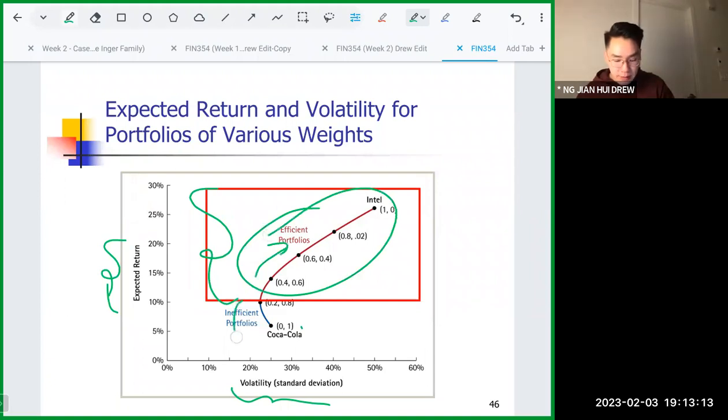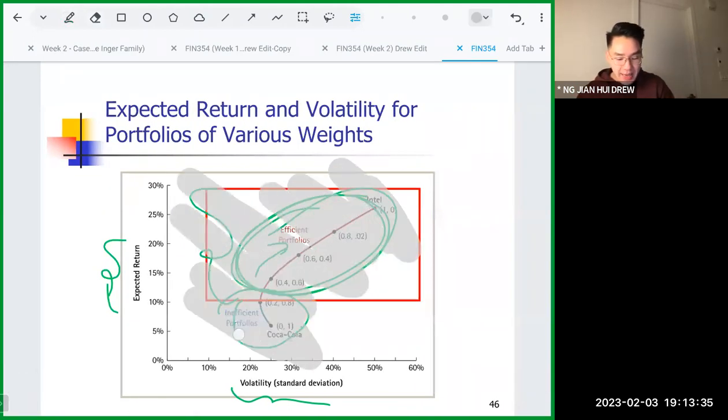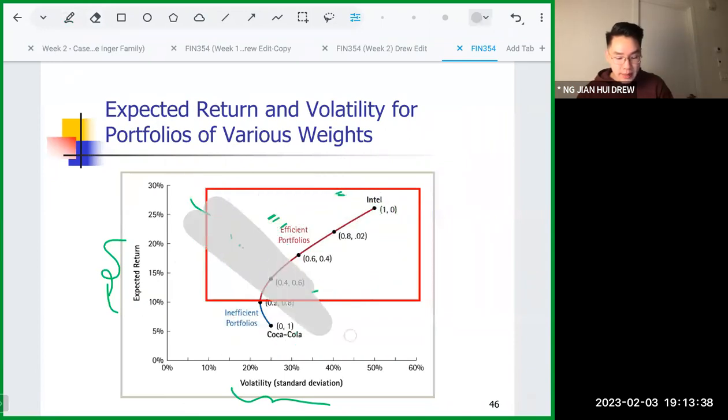But here, you notice that it's inefficient, because you see the expected return decreases and the volatility decreases. At the end of the day, you want higher returns and less risk. So which portion should we look at? We should look at the efficient portfolio, which is here. All right, so immediately from the graph, we know that the combination of assets should be at least here, which is 20% Coca-Cola and 80% Intel.